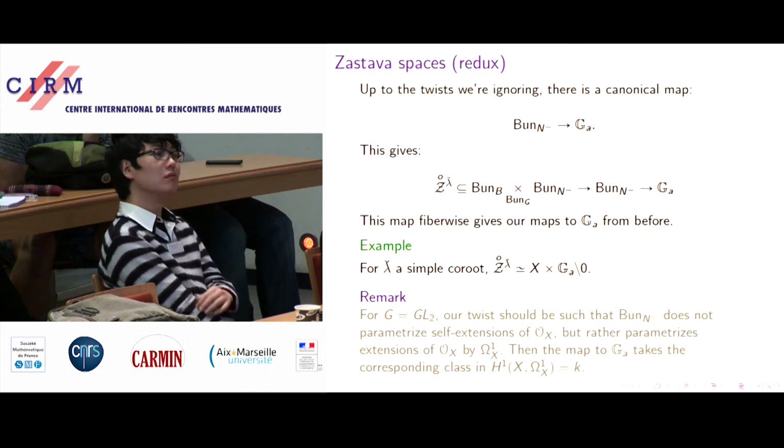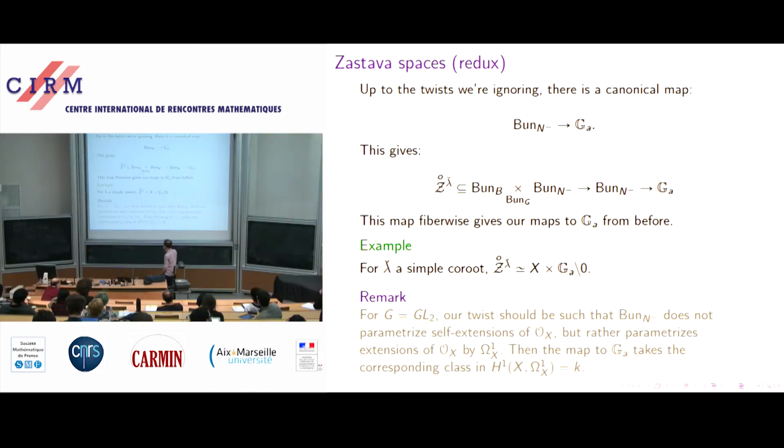And then for GL2, there's just a comment about this twist. We don't really want extensions of O by O. Remember that that occurred in our earlier picture. But what you really want is an extension of O by omega 1 so that you get a class in H1 omega 1, which is a number. So that's the map to GA from Bun N minus in this case. But you can just completely forget these twists. It doesn't really matter.